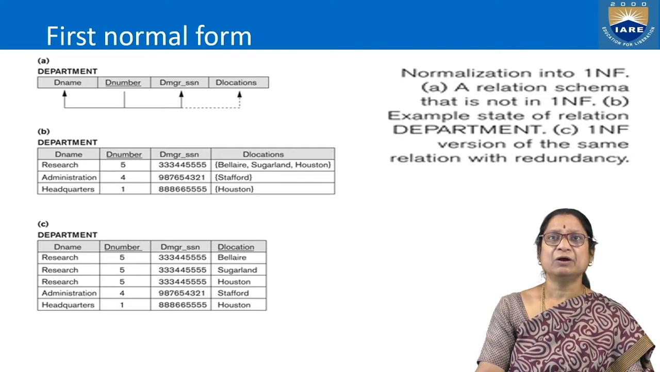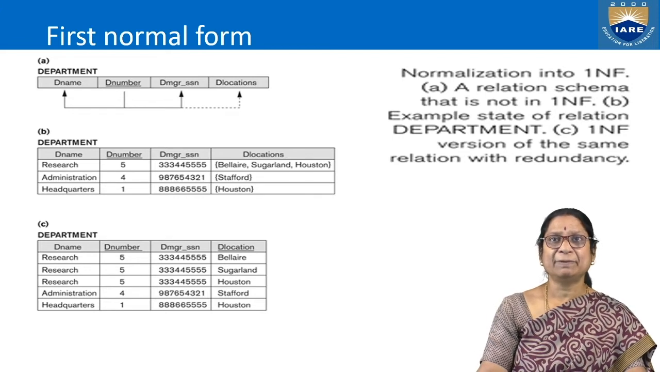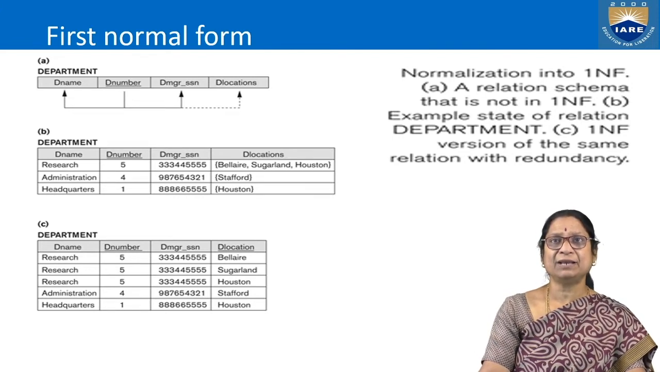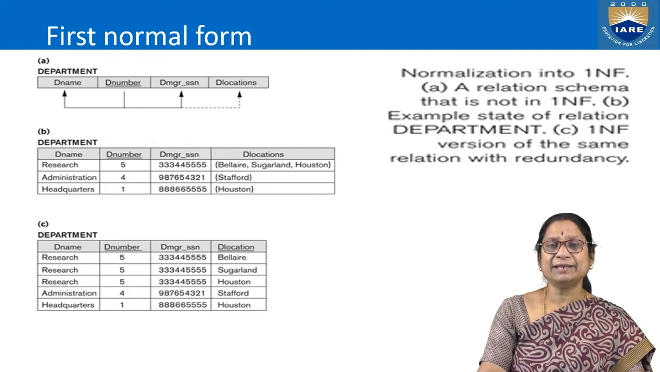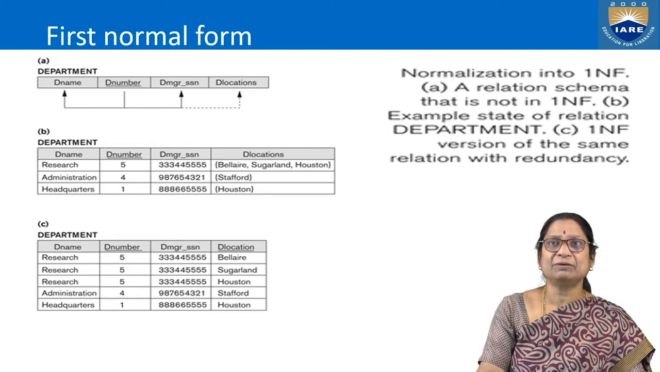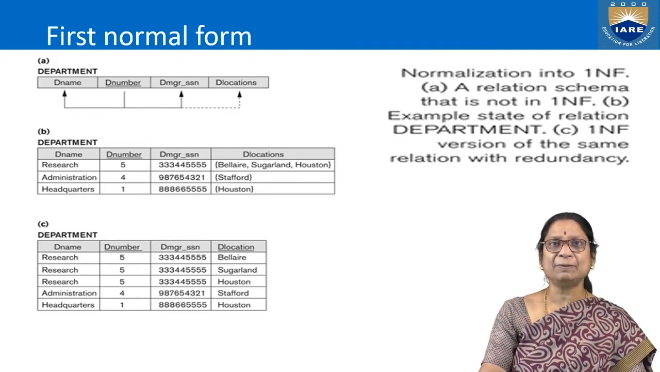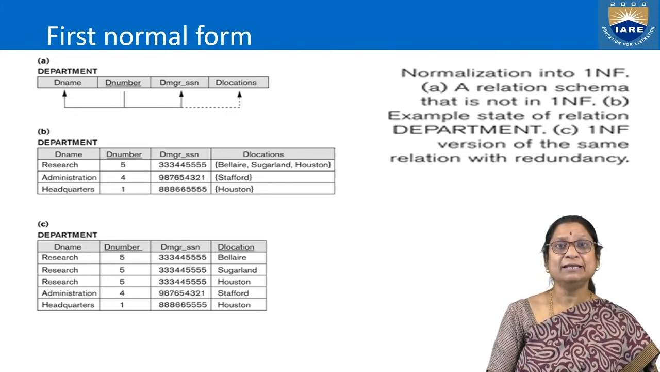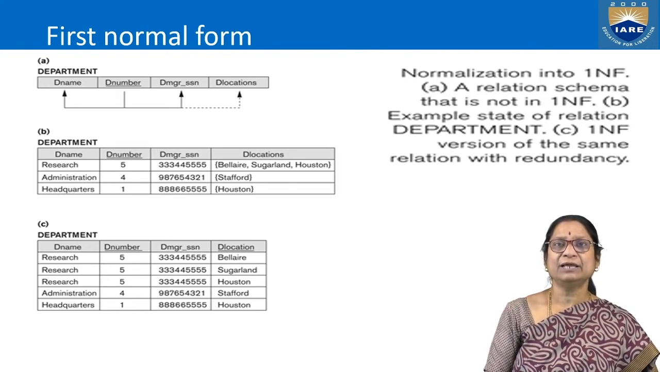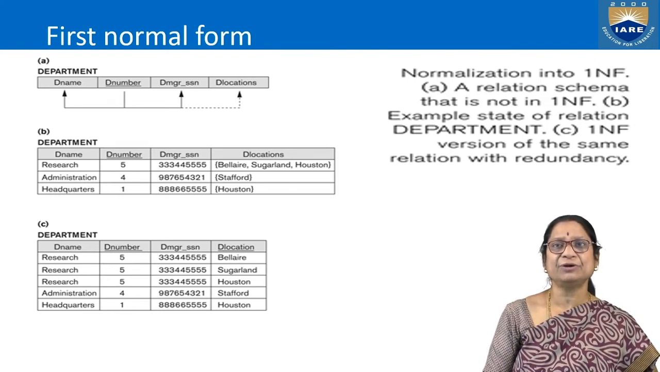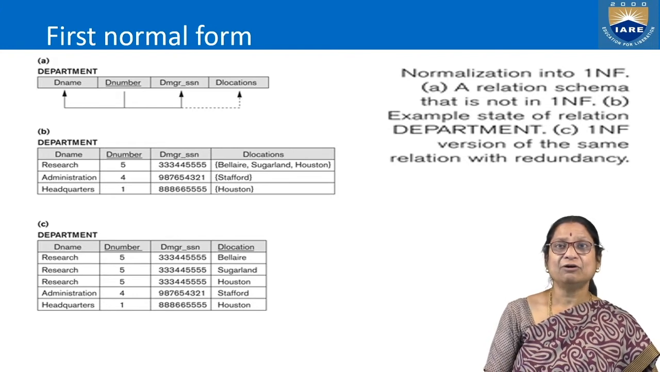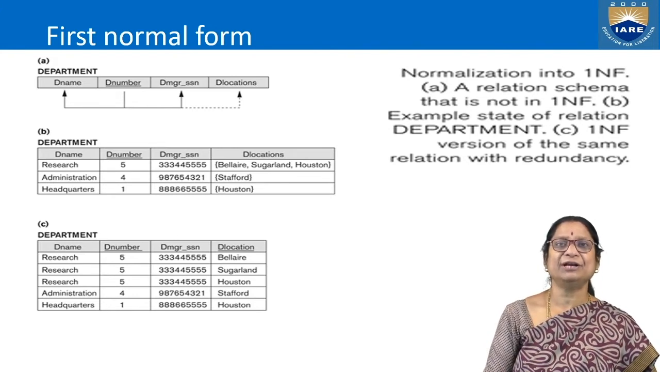You observe, department name is a single-valued and simple attribute. Department number is also a single-valued and simple attribute. And department manager is also single-valued and simple. But coming to department locations, it is a multi-valued attribute. In the previous example, we saw a composite attribute, which can be further divided. But this is a simple attribute, a single attribute. Locations is a single attribute, but it has multiple values, a multi-valued attribute.